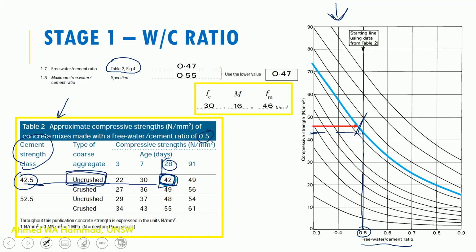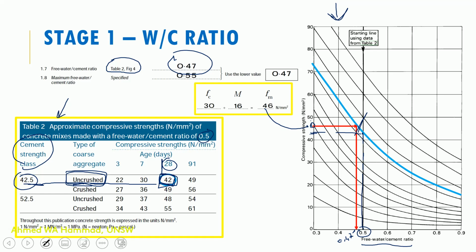So that's what I'm doing over here. So now you start off with the y-axis. So you start at this point, which is the 46. So that's 46, roughly where 46 is. And then you go across until you hit the blue curve that we drew. And then you go down that blue curve, and you know that our free water to cement ratio is roughly 0.47. So that's the point over here. It's roughly 0.47, and that's the figure that I have written down over there. So it's 0.47.